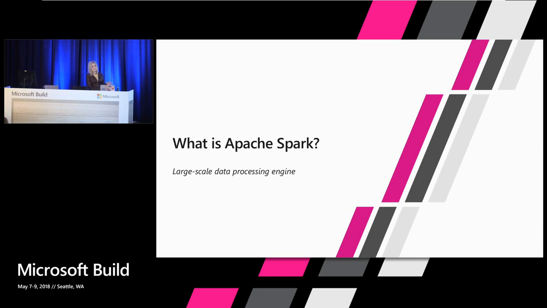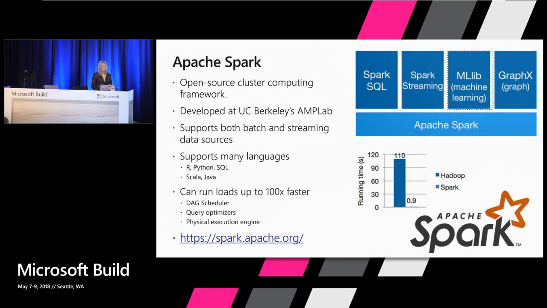So what is Apache Spark? I feel like we've been talking about it all morning. So for folks who haven't had experience with it yet, here's what it is. It's an open source cluster computing framework out of UC Berkeley, specifically the AMP lab. It supports batch and streaming data sources and a whole bunch of languages. So R, Python, SQL, Java, and Scala. And there are always projects kind of focused on incorporating new interfaces to those languages. And it can run workloads up to 100 times faster.